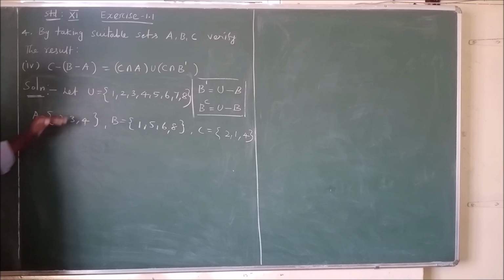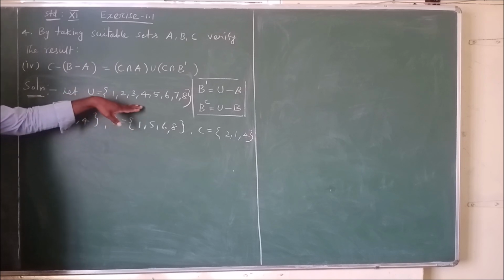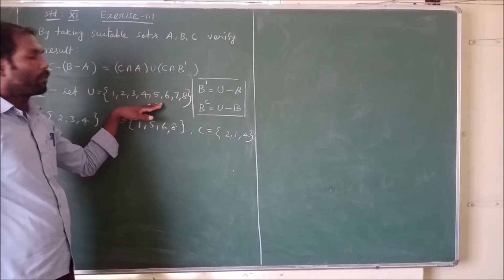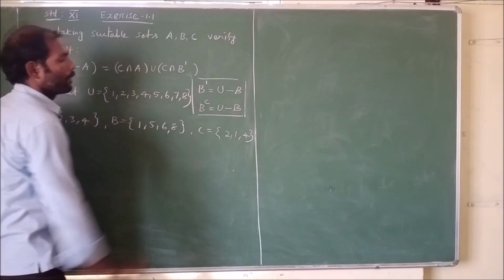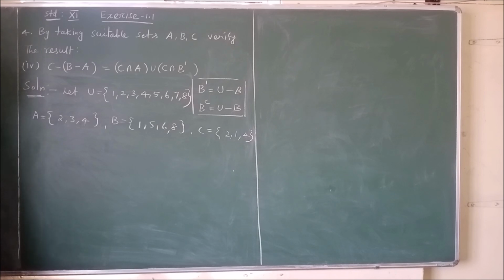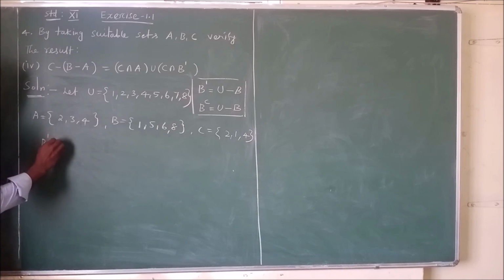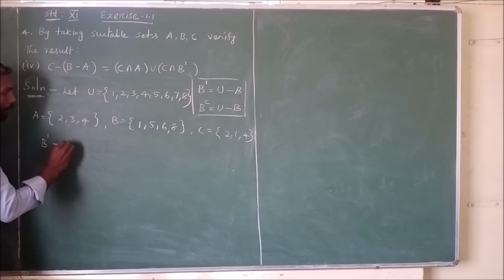A is a subset of U, B is a subset of U, C is a subset of U. So now we have to find the complement set. B complement is equal to the universal set minus set B. So B complement, or B dash, equals the universal set minus B.